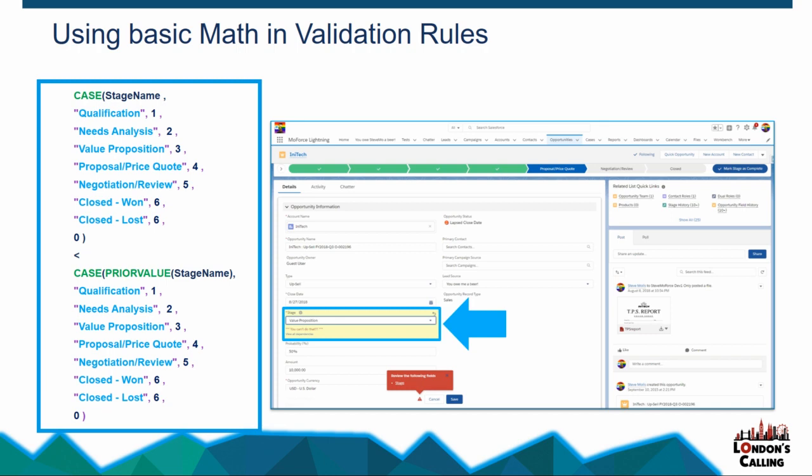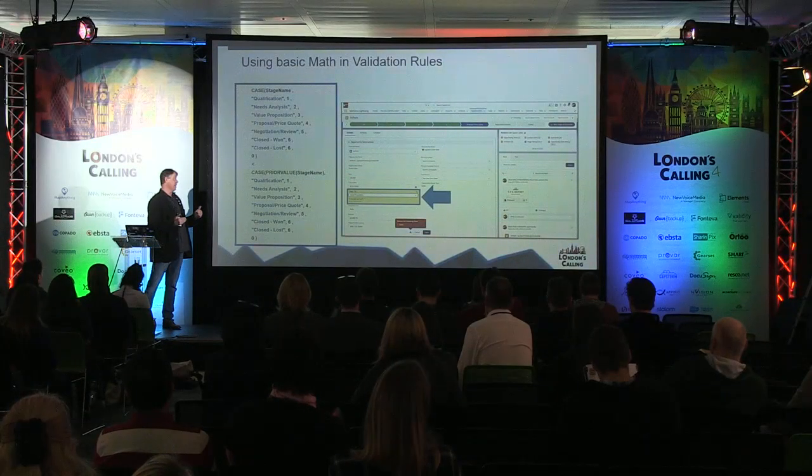Now, I made closed won and closed lost both equal to 6 because they are the final stage. The user doesn't have to go through every single stage. They can go from cultivation to closed lost, but they can't go from cultivation to proposal submitted back to cultivation. I mean, simple, basic math. I may have flunked out of community college, but even I know that 2 is less than 3, 4, and 5.